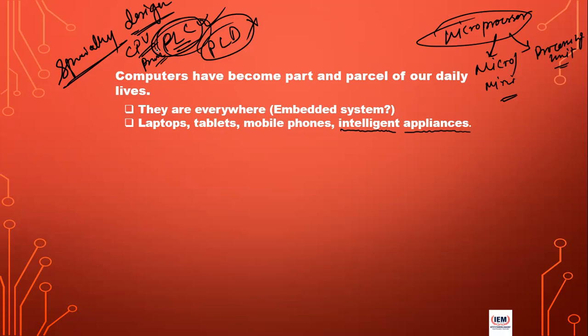Have you ever seen the washing machine? Okay, thank you. Any other example? Air conditioner, smart air conditioner. So a lot of intelligent appliances are there in the market. These are the intelligent appliances. Inside the intelligent appliances there is an embedded processor.